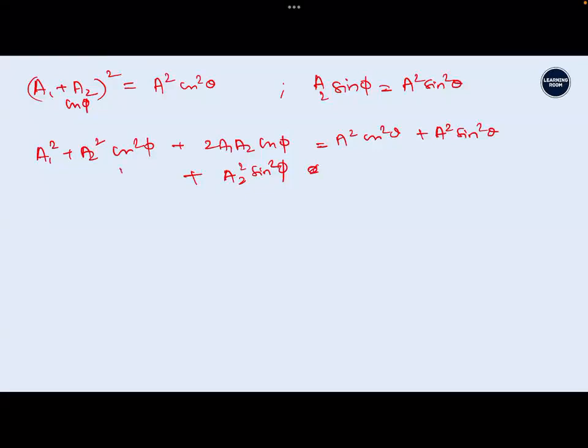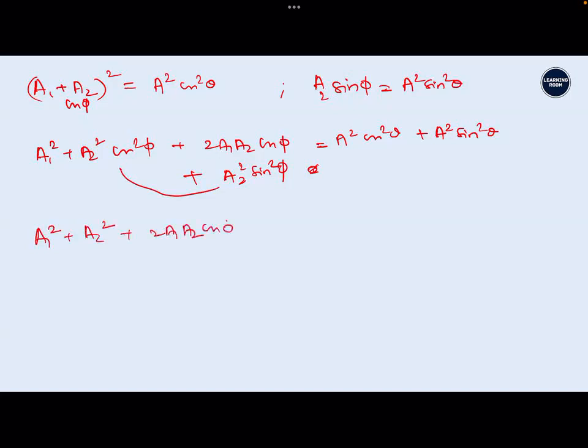So what will you have in this case? You will have A1 square plus A2 square plus 2 times A1 A2 cos phi is equal to A square into cos square theta plus sin square theta, which is 1. So you will have A is equal to root of A1 square plus A2 square plus 2 times A1 A2 cos phi. Is that clear?